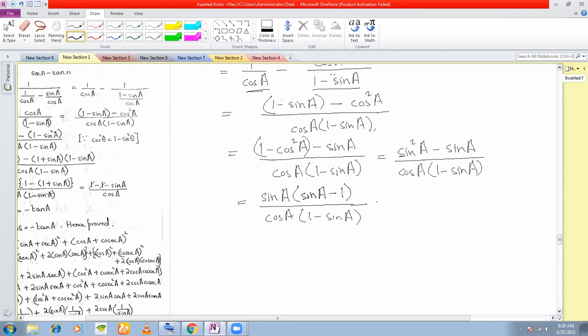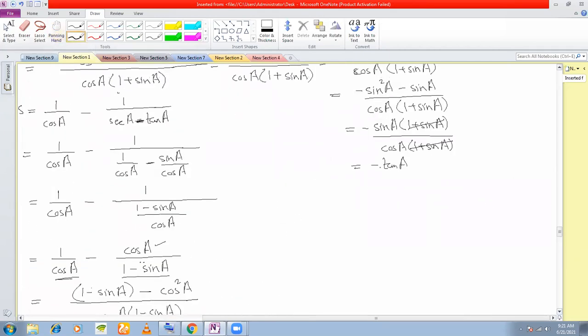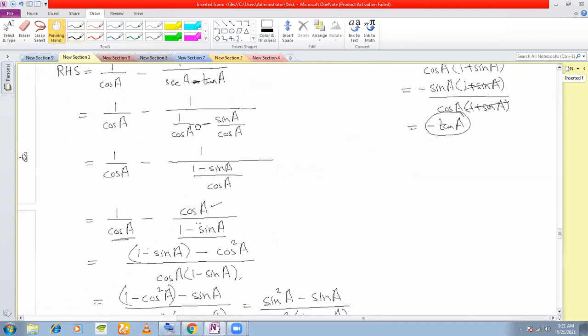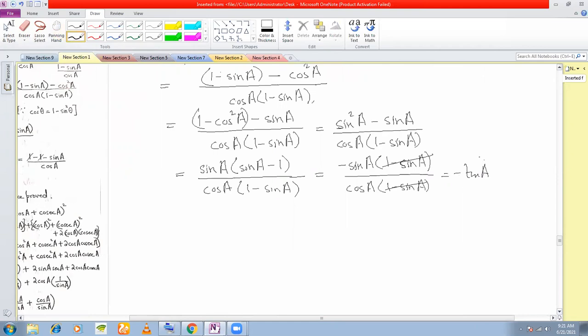Okay. Now you see, in the numerator, I have sine A minus 1. In the denominator, I have 1 minus sine A. So if I take minus out here, sine A minus 1 can be written as minus of 1 minus sine A. So now these will cancel, you get minus tan A. What you see is left hand side you are getting minus tan A. Right hand side you are getting minus tan A. LHS is equal to RHS, hence proved.